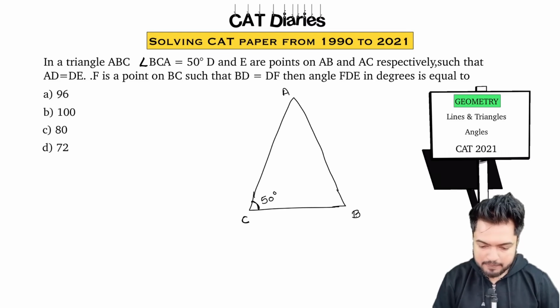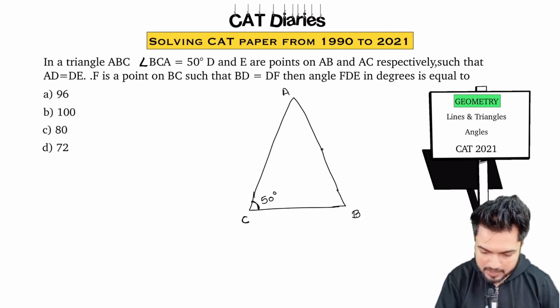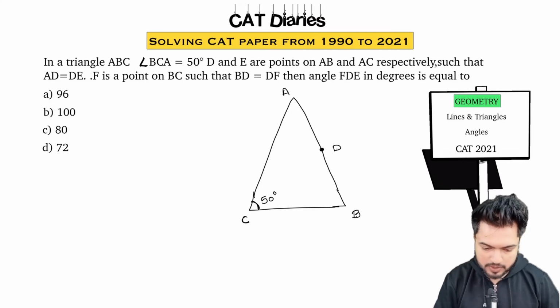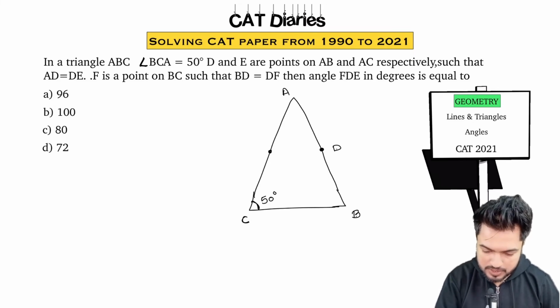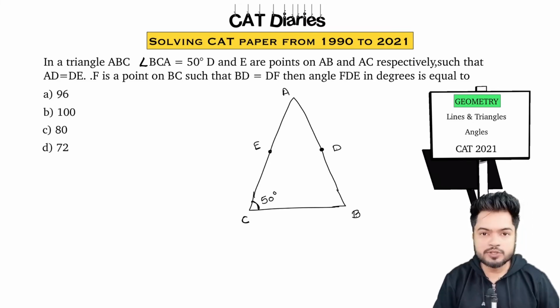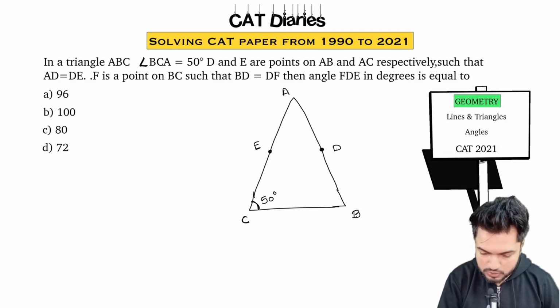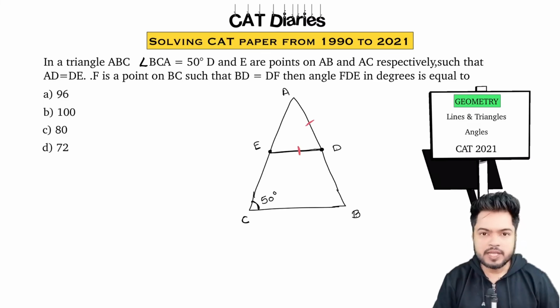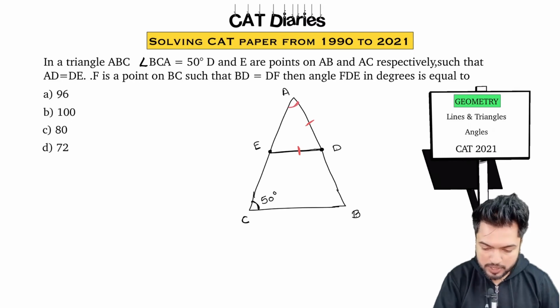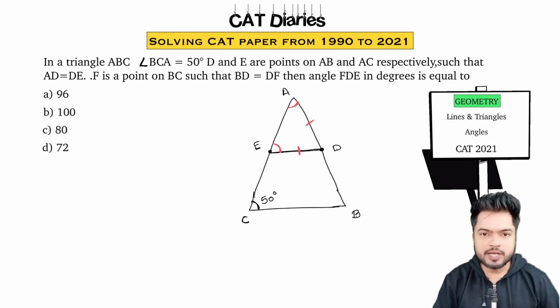Then D and E are points on AB and AC respectively, such that AD is equal to DE. So D is a point on AB, and E is a point on AC. What do I know about these two points? Such that AD is equal to DE. So if I join here, AD is equal to DE, which means these two sides are equal. That is what I understand. As soon as I know this, I know that these two red angles would be equal. That is quite logical now. It becomes an isosceles triangle.